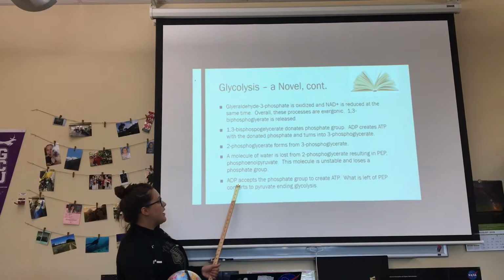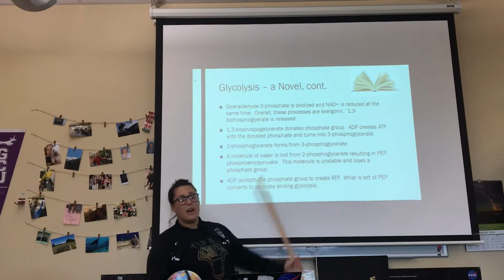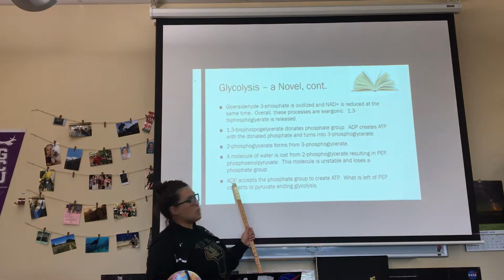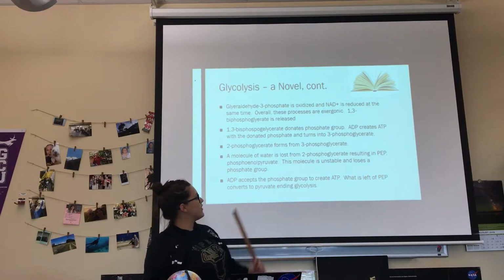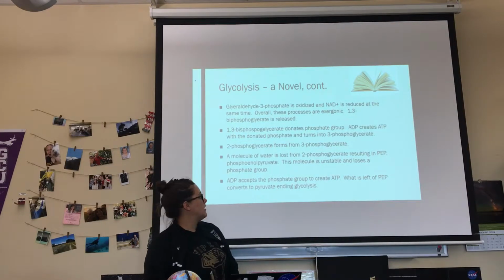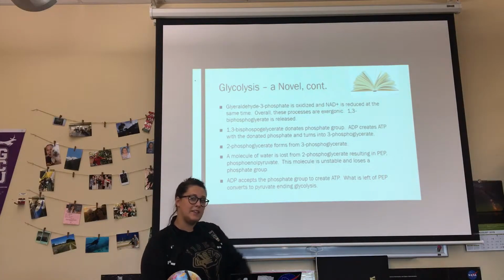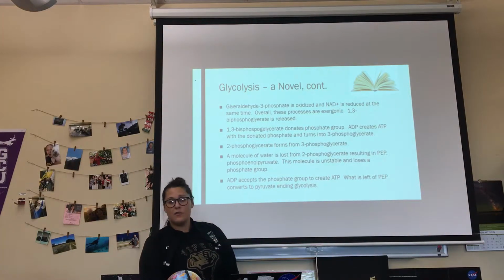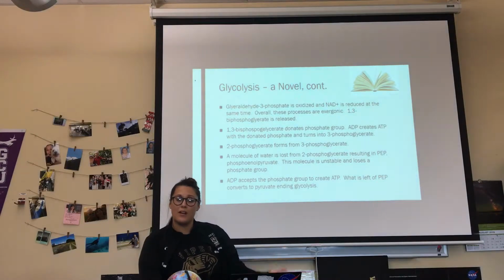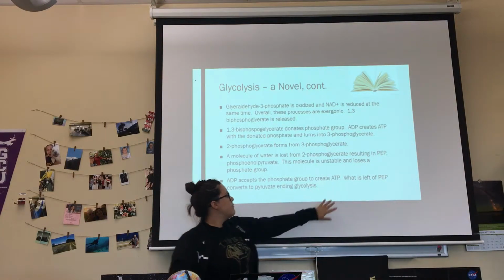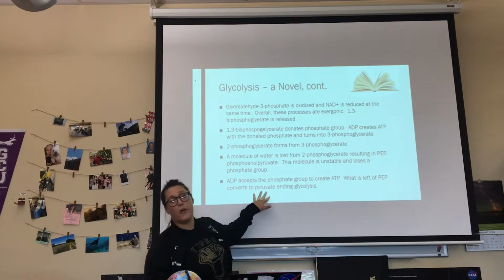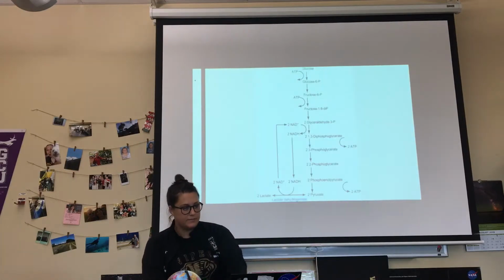So ADP accepts that phosphate group that has been lost. So ADP is just waiting, and all of a sudden it takes up this phosphate group and ATP is created. So what is left of the PEP minus that phosphate used to make ATP is called pyruvate, and that, like I said, is the end product left over from glycolysis. So we get the resulting ATP, but we also have the leftover or the garbage, kind of.